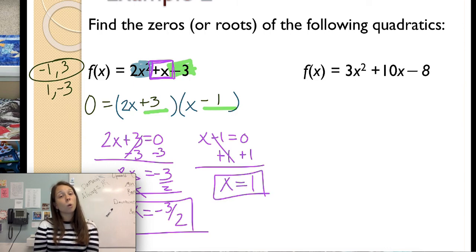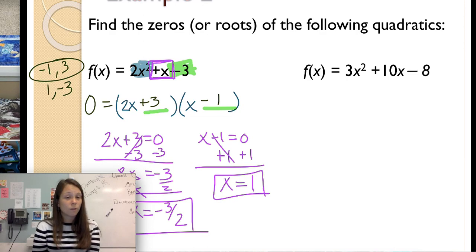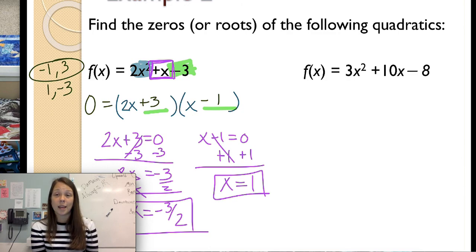So I've just gone through one problem with you where the leading coefficient is a number other than 1, which takes a little bit more work and thought process with the guess and check method, but I want you to pause the video and press play when you're ready to see me go through the one next to this one, 3x squared plus 10x minus 8.